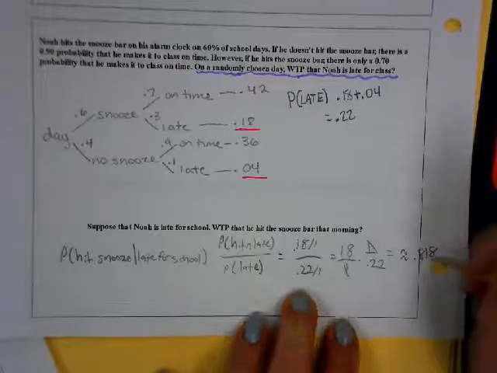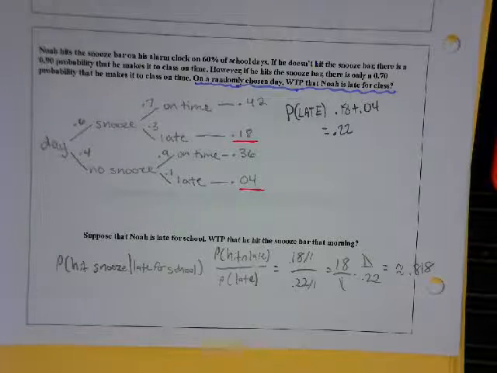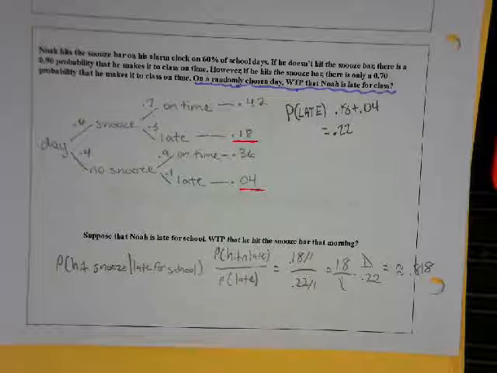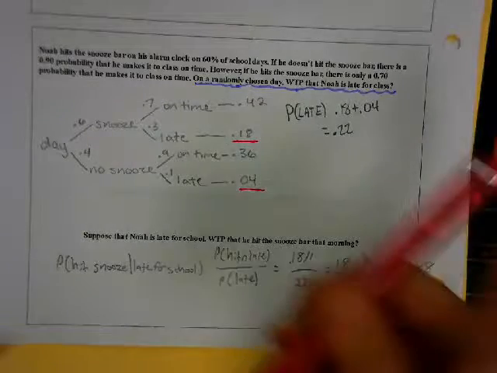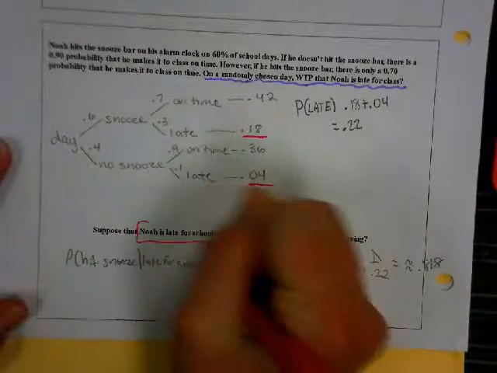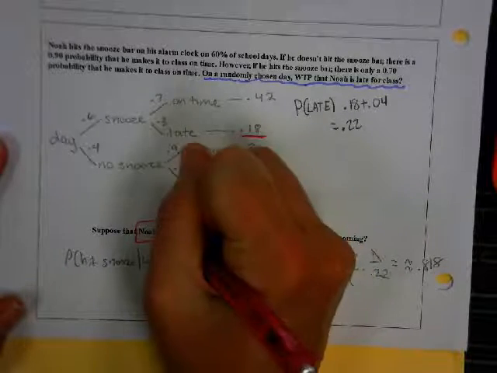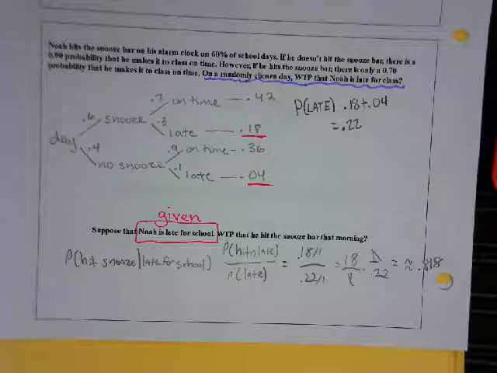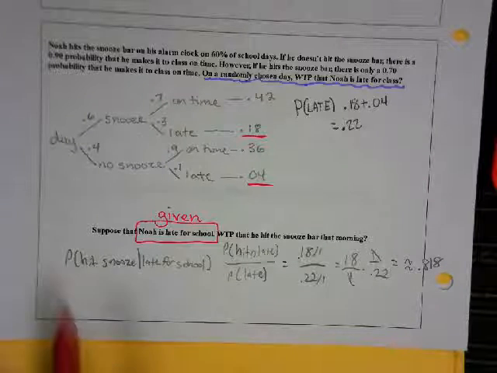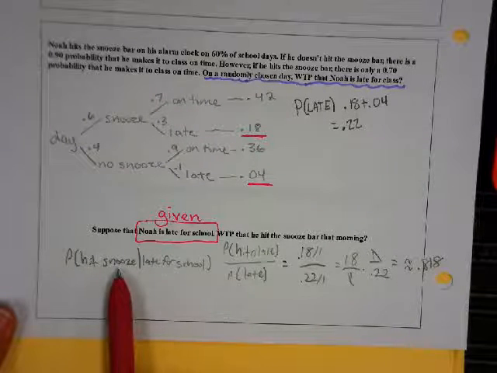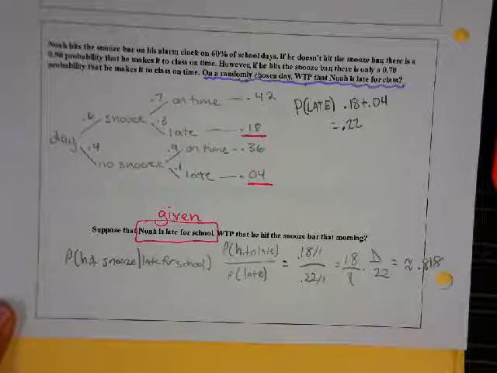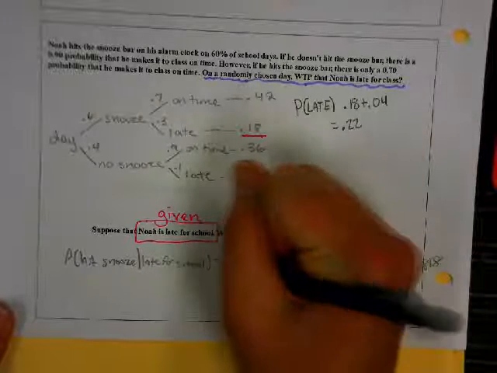Alright, so this question says, suppose that Noah is late for school. So you're given a condition. What's the probability that he hit the snooze bar that morning? So she set it up: probability he hit snooze, given he was late for school. And we use our conditional probability rule that we learned last time.